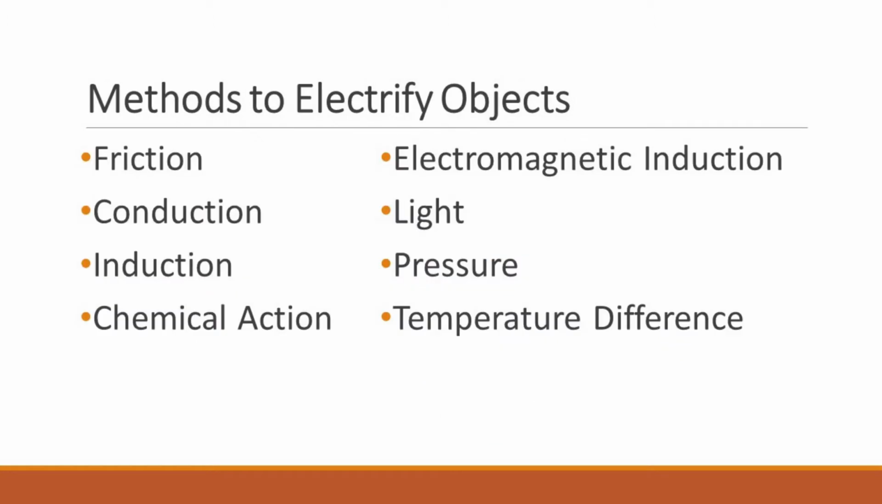In the present slide, we have a list of methods we can use to electrify objects. We can electrify objects by friction, conduction, induction, chemical action, electromagnetic induction, light, pressure, and temperature difference. We're going to explain each of these methods during the rest of this video tutorial.